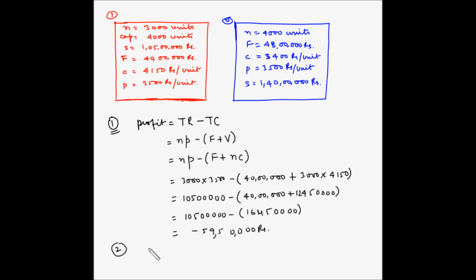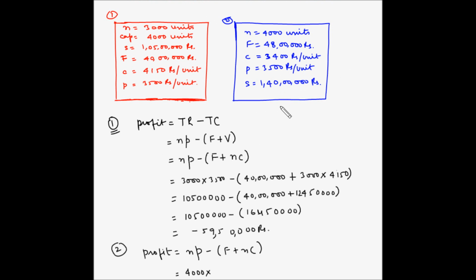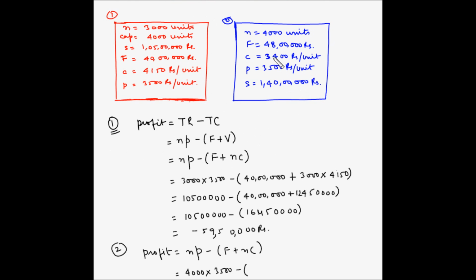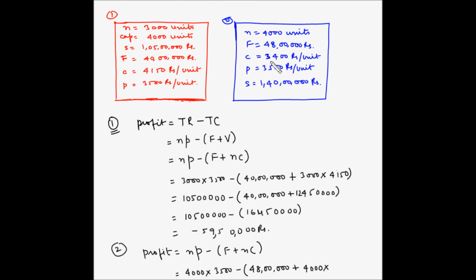Now let's evaluate the proposal and see if this new proposal is going to help improve the situation for the company. So again, same thing, we'll try to calculate the profit. So profit, as we found, is NP minus F plus NC. So in this case, N is 4,000 units, P is 3,500 rupees, fixed cost is 48 lakhs, N is 4,000, and C is 3,400.